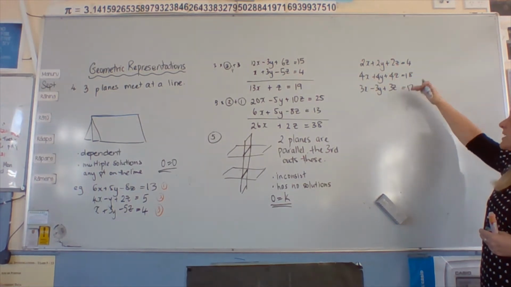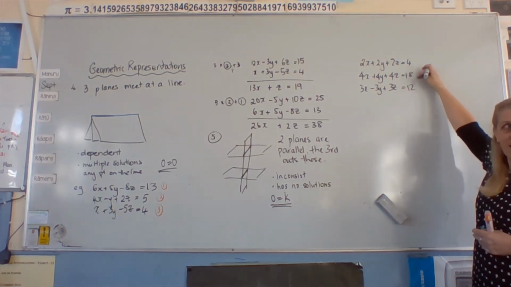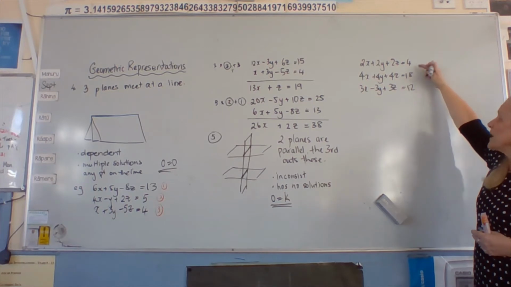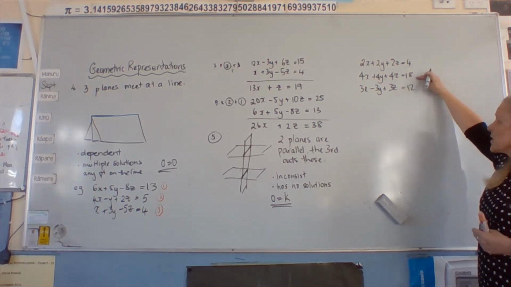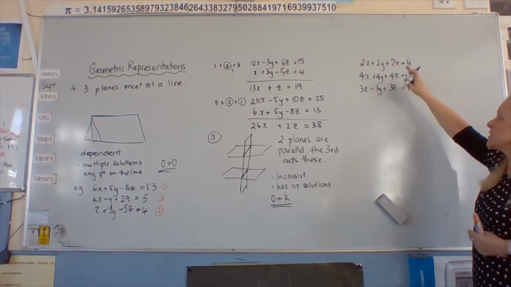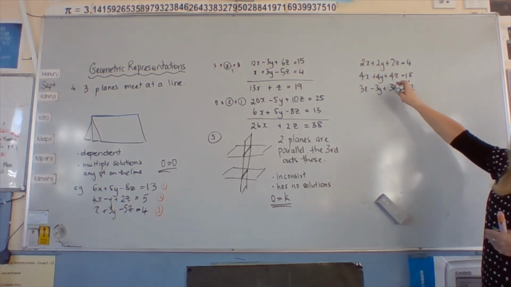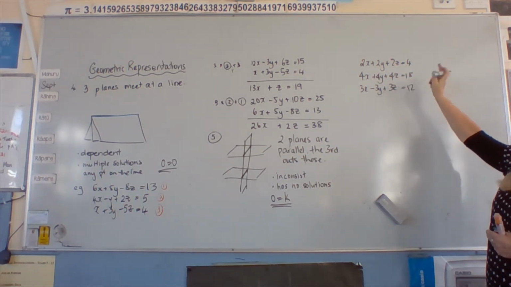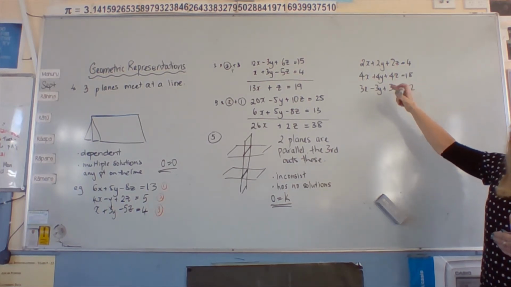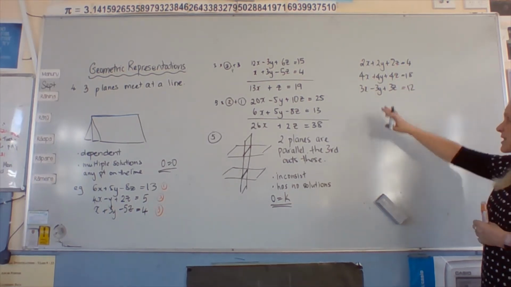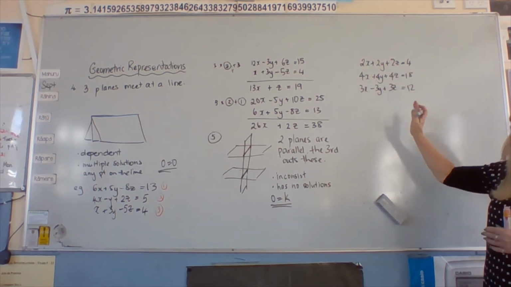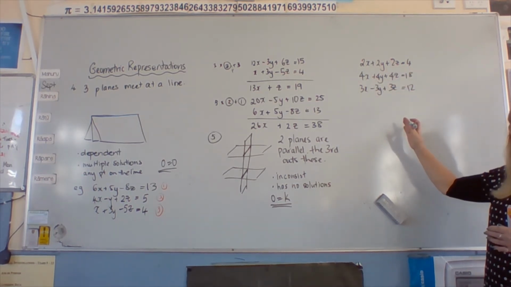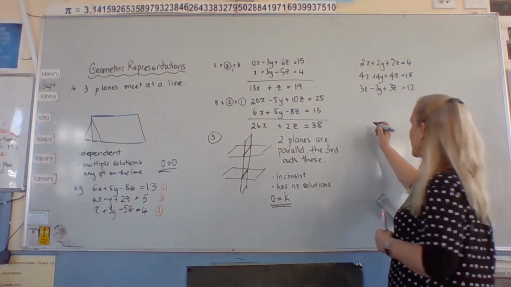So when we solve this, if I try to operate on these 2 equations, when I double this one and subtract this one, I'm going to end up with 0 x's, 0 y's, 0 z's, which is 0 equals 12. 0 equals 12 can't happen, so therefore this system of equations does not have a solution. Happy? Right, now the other one.